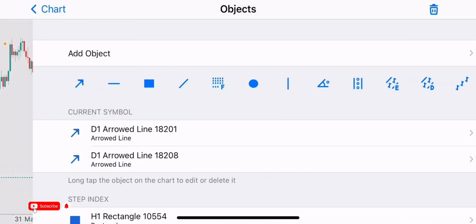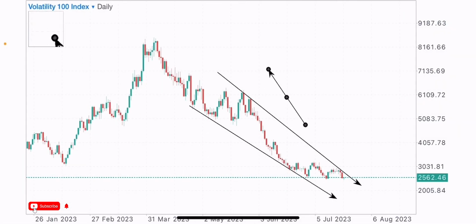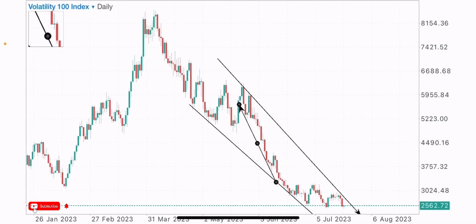Because you've seen the market react on this level and sell off from here. The market came to this zone, sold off from here, came back to it again, sold off. So you can assume that this is a trend resistance.